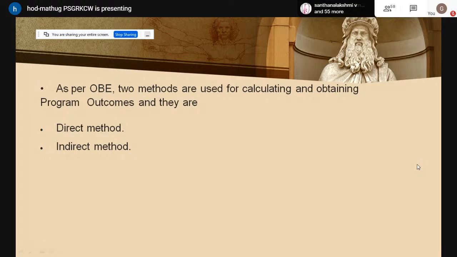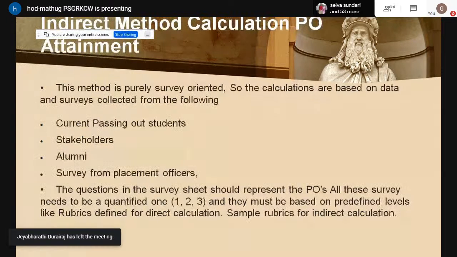Once I have the course outcome attainment, I move on to my program outcomes. Again, whether the attainment is made in the program outcomes is determined by two methods. One is the direct method, the other is the indirect method. In the indirect method, it is mostly survey oriented. I will be collecting surveys from various stakeholders: current passing out students, alumni, and placement officers. The questions in the survey sheet should represent POs.